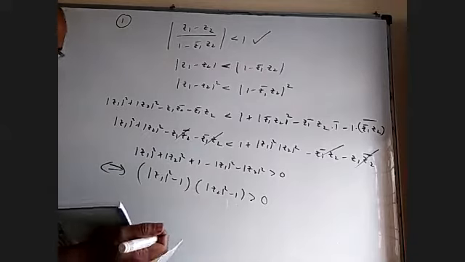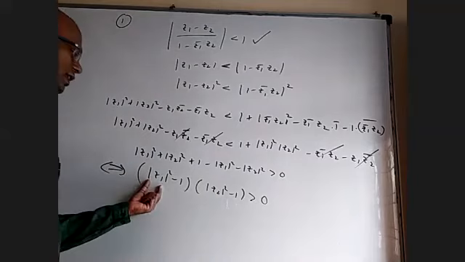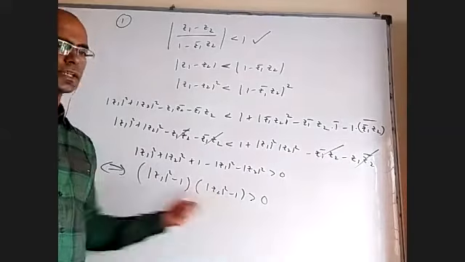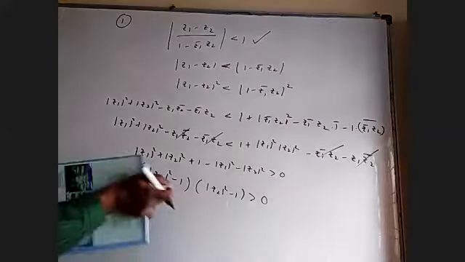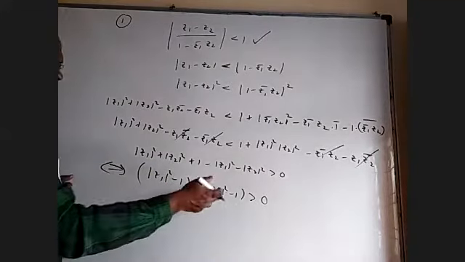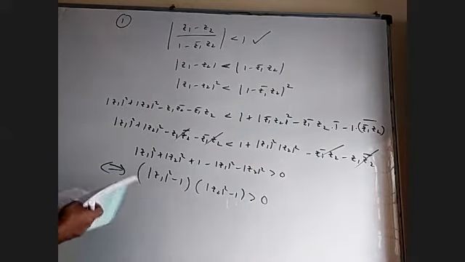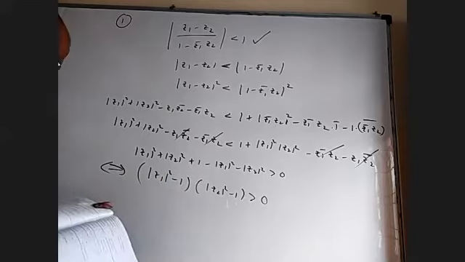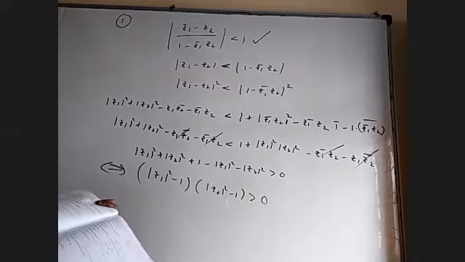Now you can attempt all the options. Option A, mod Z1 less than 1, mod Z2 less than 1. That's okay. If this is less than 1, it will be negative. This is less than 1, it will be negative. Negative into negative is positive. That is one possibility. Okay. So if you want the product to be positive, that's the case we can get. Mod Z1 less than 1, then mod Z2 also should be less than 1. I think A, B, C are correct.